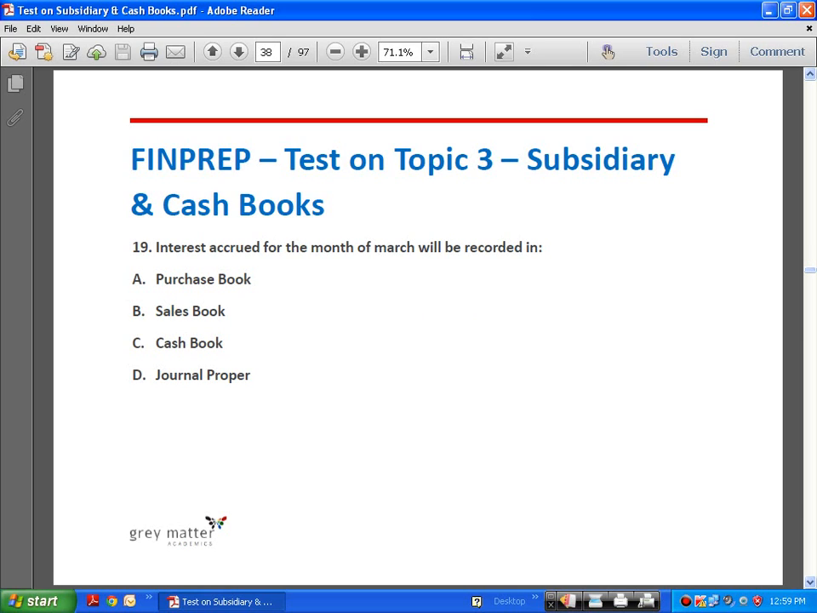Next, interest accrued for the month of March will be recorded in... Okay, so transactions or entries pertaining to depreciation or outstanding expenses or prepaid expenses or incomes that are receivable, these are all called adjusting entries, and adjusting entries are passed in the journal proper. So the entry will be passed in the journal proper. Answer is D.